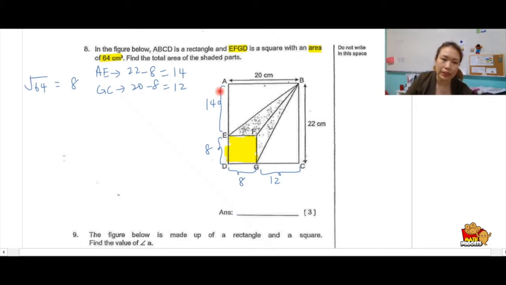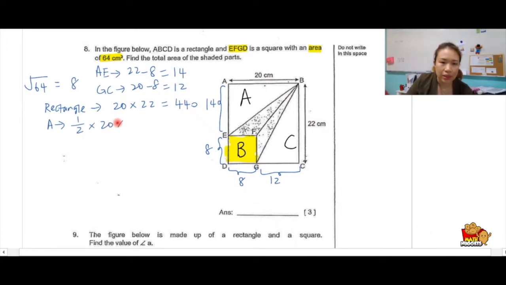So what we need to do to find the shaded parts is I would find the area of the whole figure and I will subtract A, B, and C. Okay, so my whole figure, I'll just write rectangle. So the area of the whole rectangle is length times breadth, length 20 times 22, which is 440. Next, to find triangle A, half times base times height. Triangle C, half times base times height. 132. So the whole rectangle, which is 440, I'm going to minus triangle A, minus square B, minus triangle C.